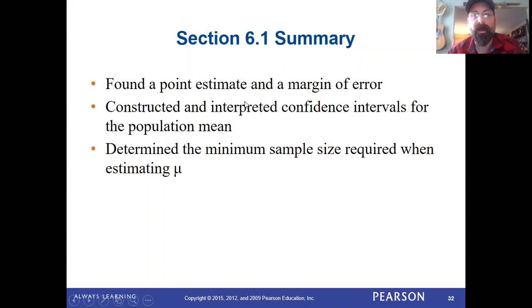All right, that's section 6.1. So make sure you understand finding a point estimate. Point estimate isn't really a great way to estimate something. We definitely need to add and subtract this margin of error so we can have some confidence or some probability that what we did contains what we're looking for. That's why we constructed and interpreted confidence intervals, and then finally determined a minimum sample size required for a given confidence and margin of error when wanting to determine mu.